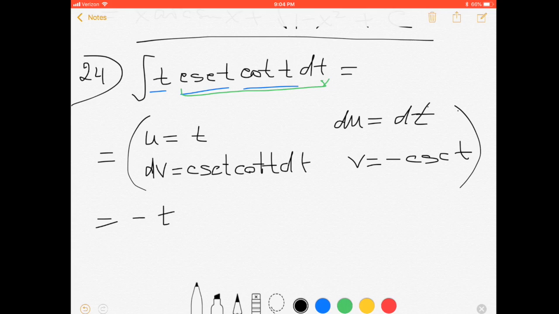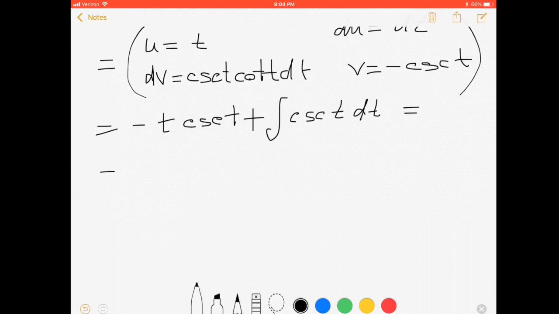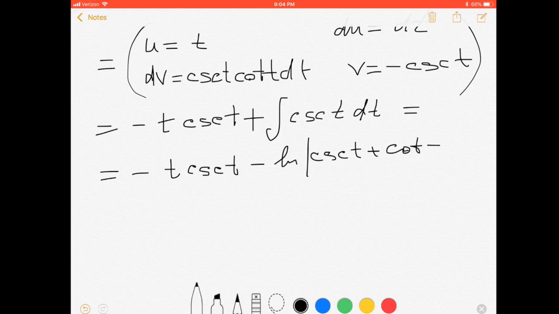uv minus integral of v du. But because you have minus, this means plus the integral of cosecant t dt. For the integral of cosecant, you have a table integral. This means here we have minus t cosecant t minus natural log absolute value of cosecant t plus cotangent t, plus c. Are we done?